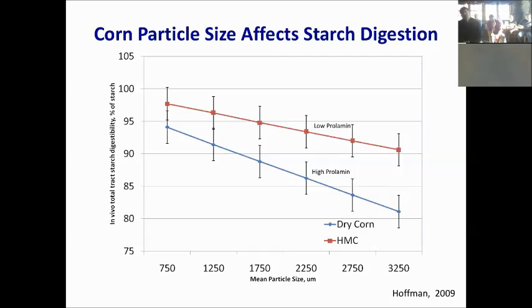But within this, you can see that a high prolamin sample is going to increase at a slower rate here than the low prolamin. And so obviously those prolamin proteins are also now confounding this effect of what you see with particle size.